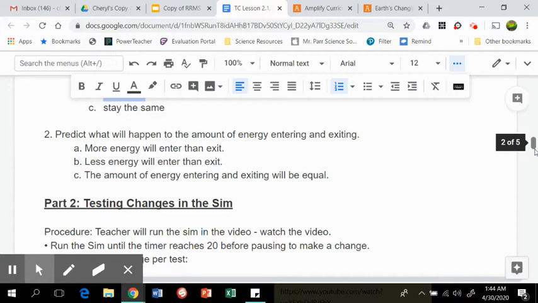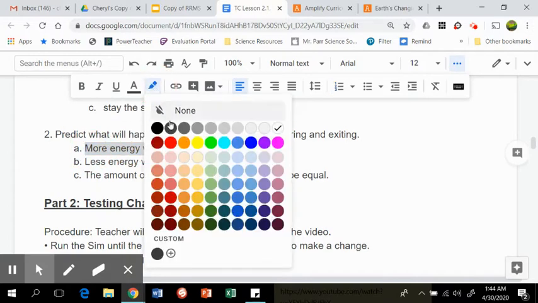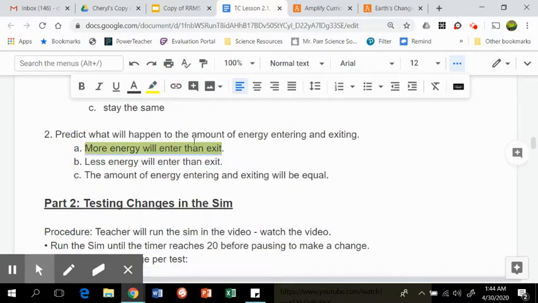A, more energy will enter than exit. B, less energy will enter than exit. Or C, the amount of energy entering and exiting will be equal. Okay, so highlight whichever one you think. I'm just randomly picking right now.